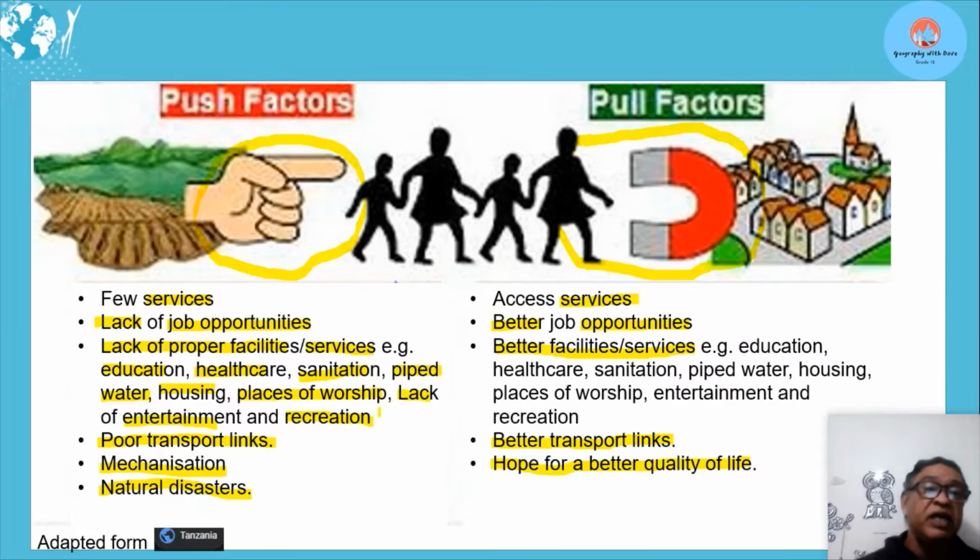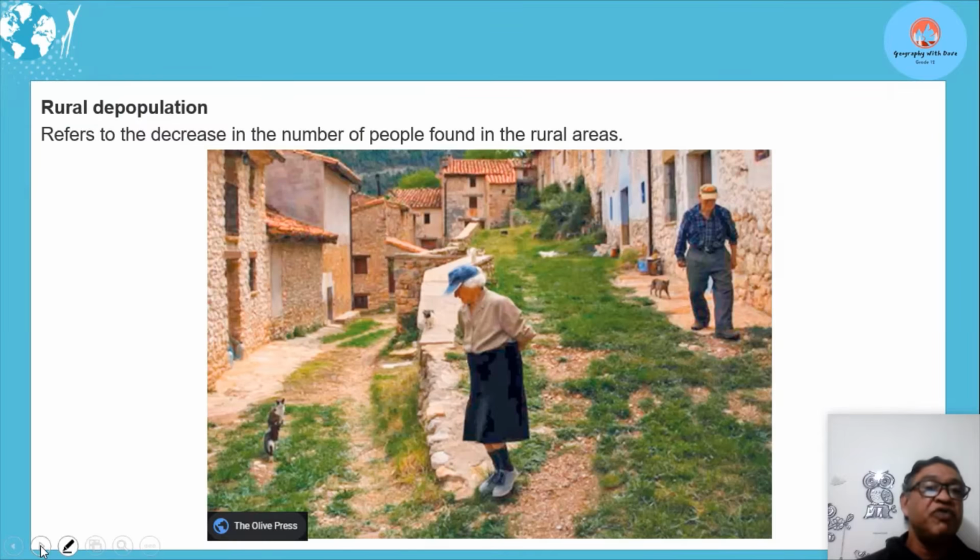Also, on the other hand, a hope for a better quality of life. People down here may not have the quality of life that they desire because of low income, poverty, various issues, and they move to the urban area for a better quality of life. They are attracted, so it's a pull factor. Please, you must be specific. You can't just write job opportunities. If it's a pull factor, you say better job opportunities. Okay, learners, let's go further.